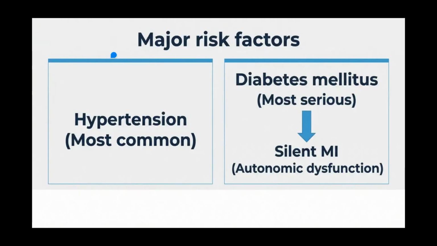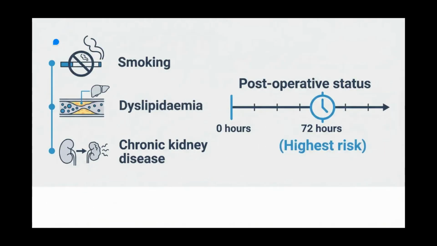Hypertension is the most common risk factor, but diabetes mellitus is the most serious. Diabetic patients may develop silent myocardial infarction due to autonomic dysfunction. Other important factors include smoking, dyslipidemia, chronic kidney disease, and post-operative status, with the highest risk occurring around 72 hours after surgery.